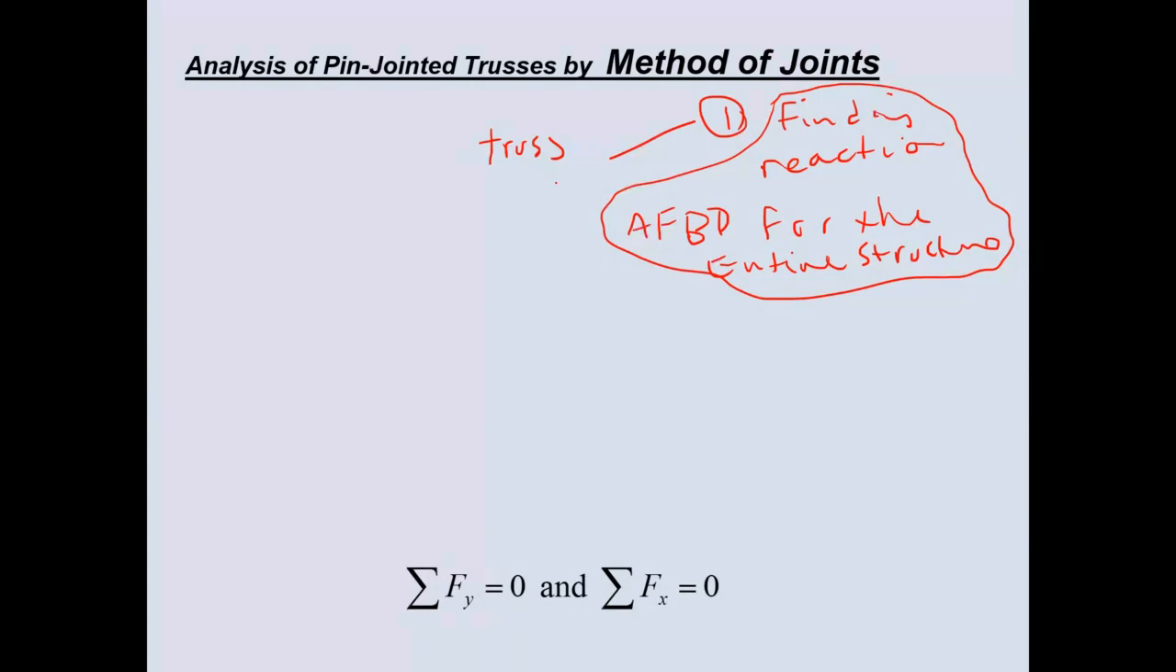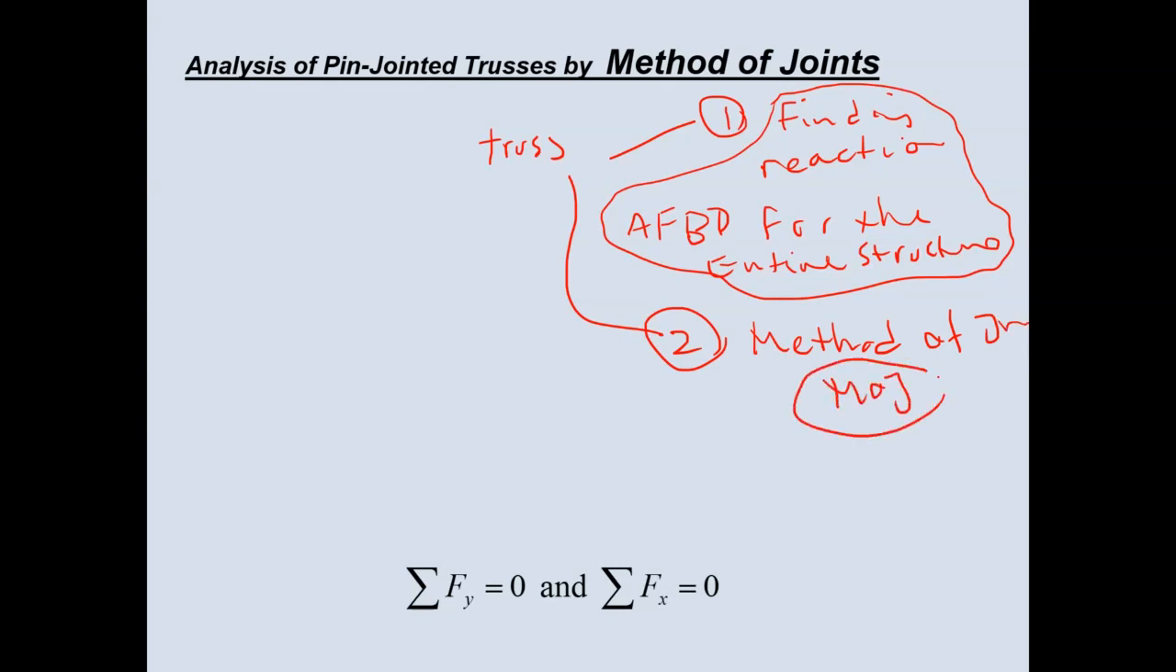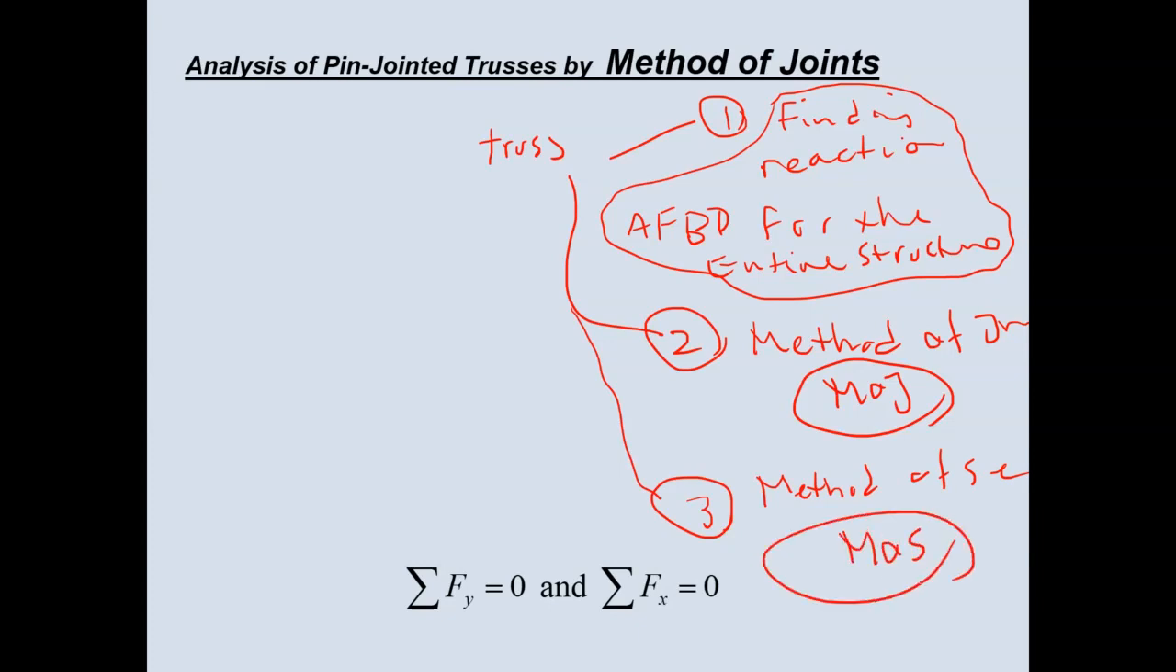The second method, which I'm going to present today for solving a truss, is the method of joints. For now, just remember this as MOJ. I'm going to explain MOJ now. The first method, we did last week. We solved some truss structures by finding their reactions. The third method, which we continue next week and the week after that, is the method of sections, which we call MOS.